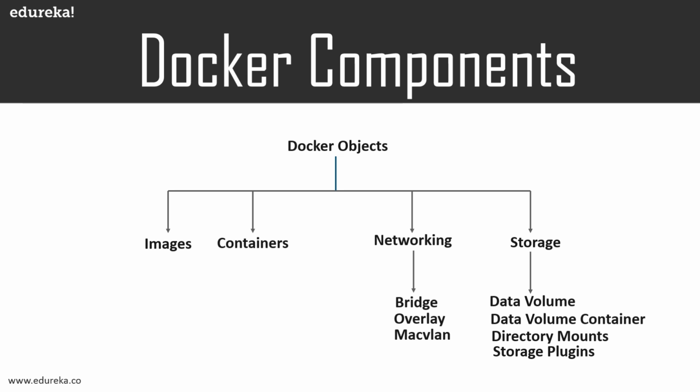There are two more network drivers known as the host and the none. The none driver disables all the networking, and the host driver removes the network isolation between the Docker containers and the Docker host. So it is used when you don't need any network isolation between the host and the container. And the fourth Docker object is the storage.